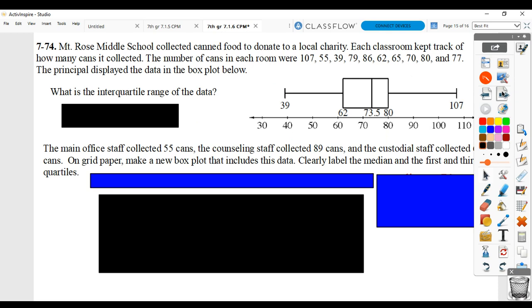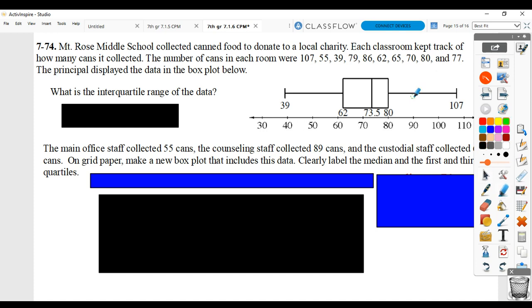For 774, Mount Rose Middle School collected canned food to donate to a local charity. Each classroom kept track of how many cans it collected. The number of cans in each room were this, and the principal displayed the data in this box plot.